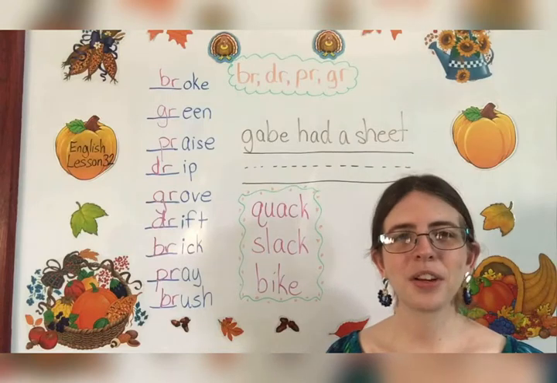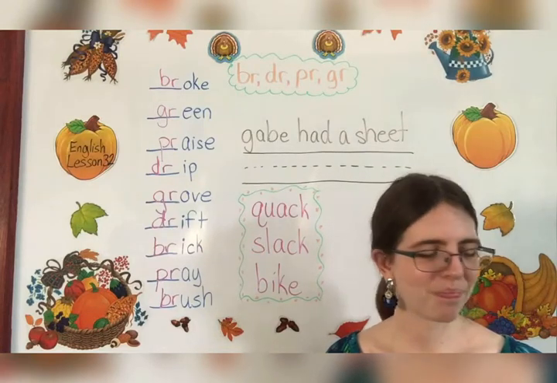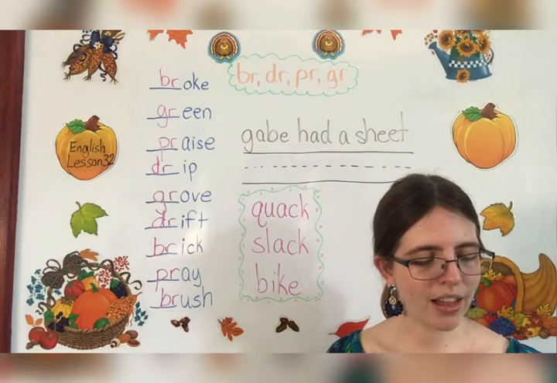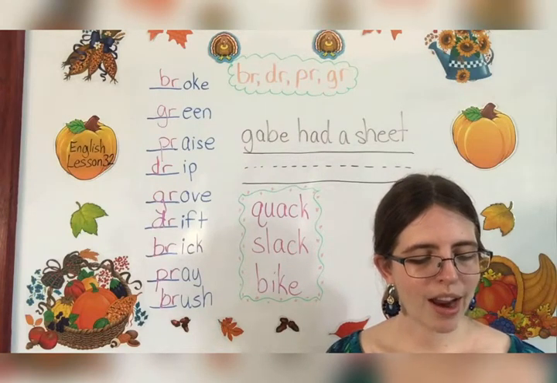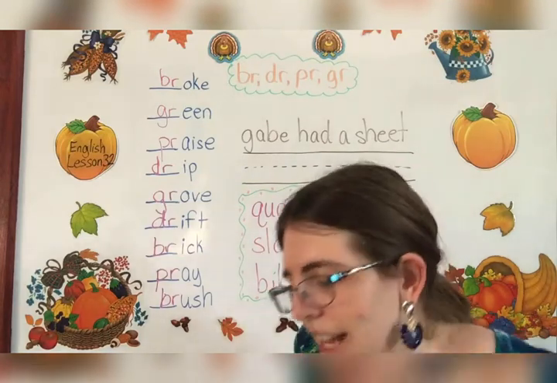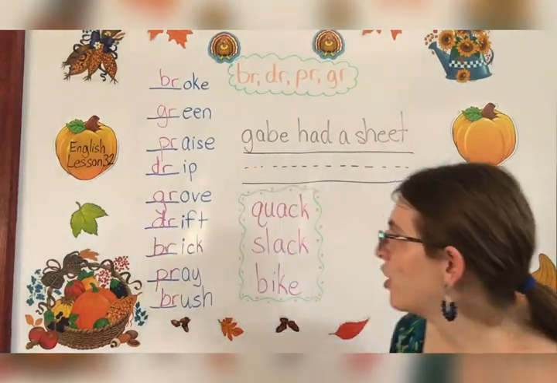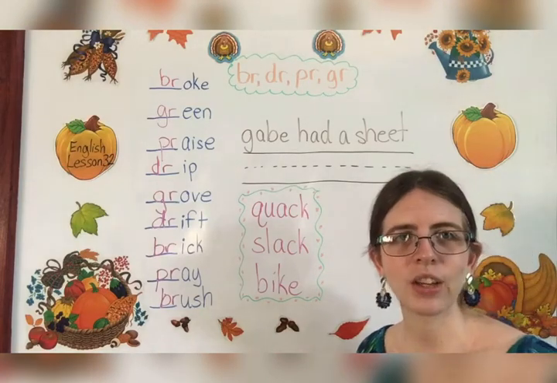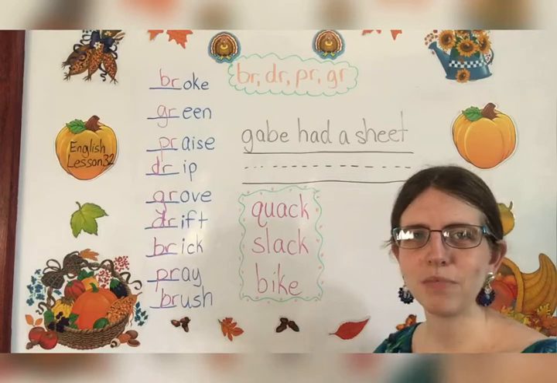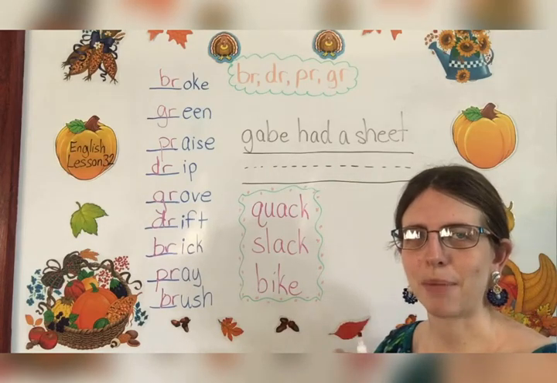Then it says color the picture. So make it nice and pretty. Then number 2 says draw 3 lines under letters that should be capitalized. Add a period, rewrite the sentence. So I'm going to show you exactly what to do with the first one. It says, Gabe had a sheet. A sheet is like a cubija. So which letter should be underlined 3 times because it should be capital?